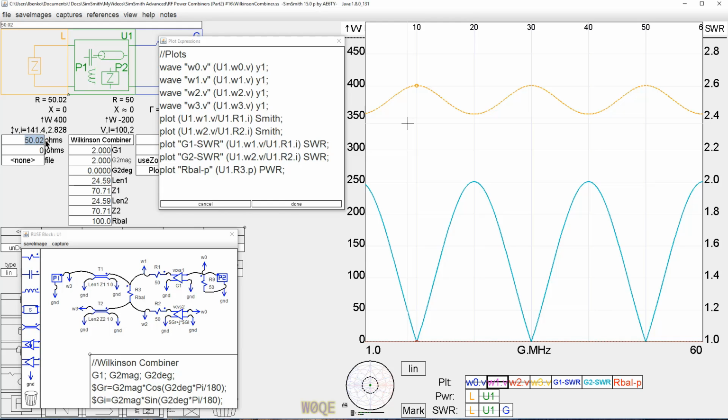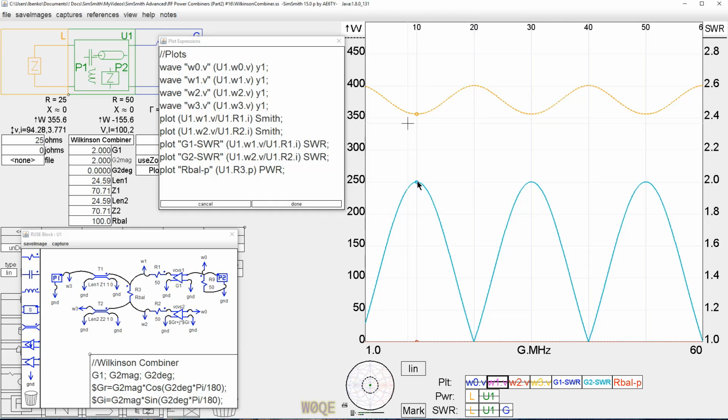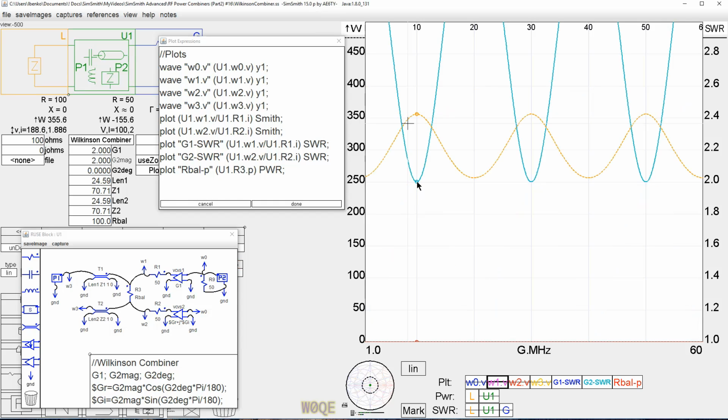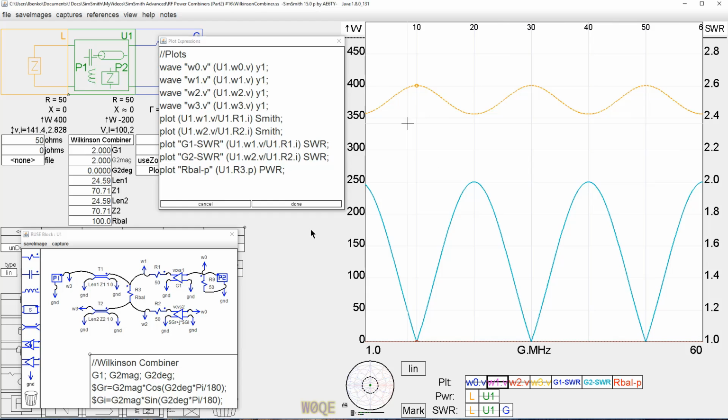Let's put a 2-to-1 SWR out here. So we put a 25 ohm load out here. We see the SWR at 10 megahertz being 2-to-1. We put a 2-to-1 SWR out here. That's 100 ohms. Again, we see it's a 2-to-1 SWR at each generator. So that kind of makes sense. What else can we do?